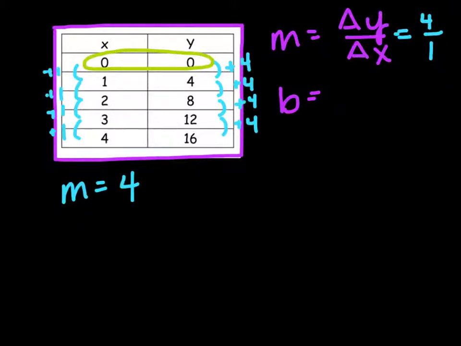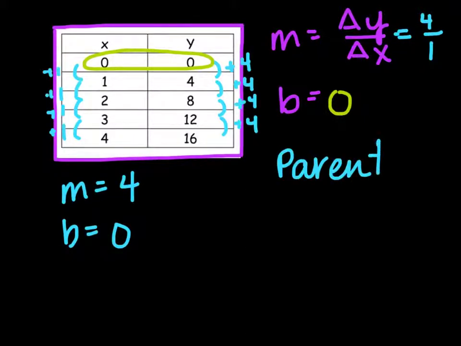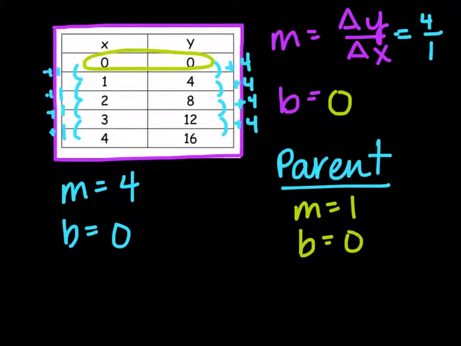Now, the b is found by looking at where x is equal to 0. And it's always going to be that on a table. It's the starting point, where x is nothing, where it's 0. So the b here, the y value, is going to be 0. So again, our b is 0. Now, remember from the parent equation, our slope is going to be 1, as we saw before, it's very simple, and the b is going to be 0.